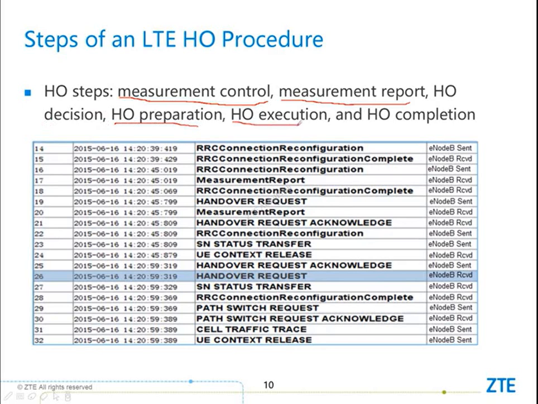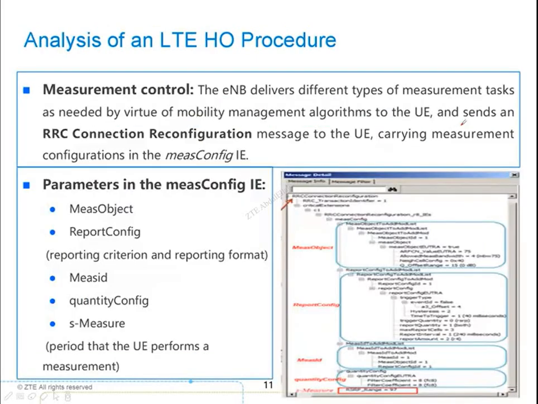After that is handover execution, where the source eNodeB will send a command to the UE, telling it to do it. The last step is handover completion. That means the handover procedure finishes, the UE will feed back the handover complete message to the target eNodeB, and the target eNodeB will inform the source eNodeB, and all the links will be released. Okay, and we can see each step in detail.